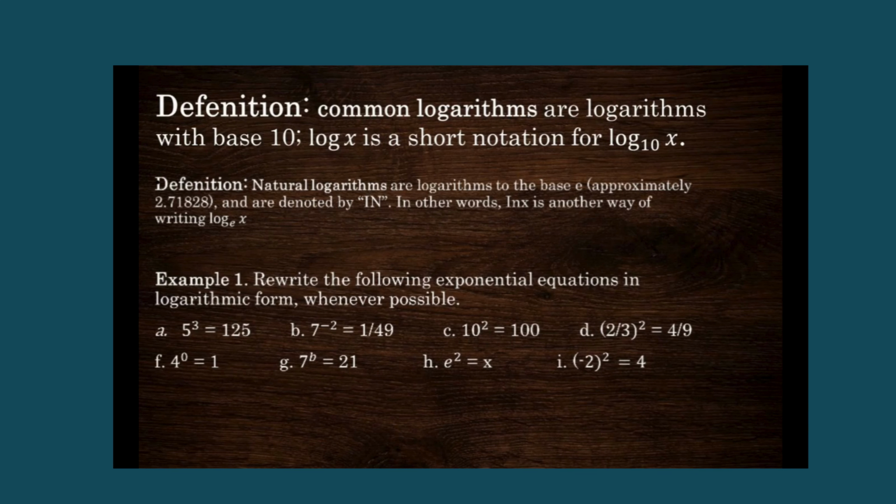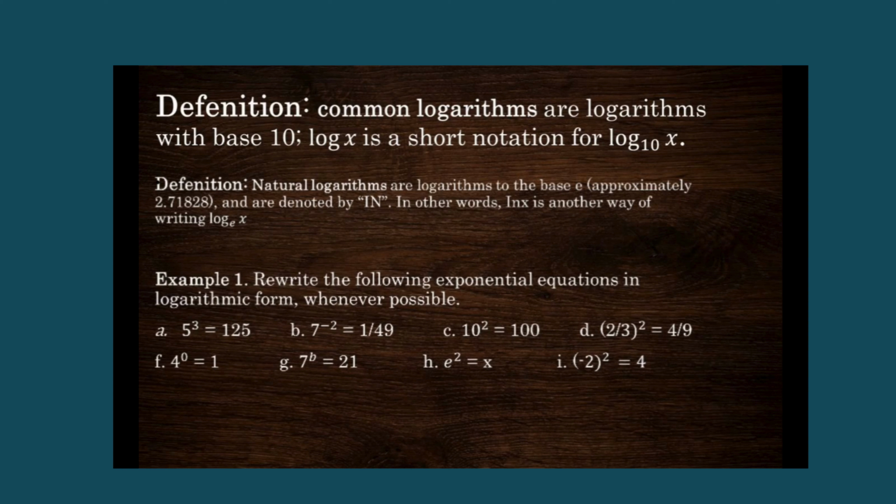So we have the two types of logarithms. Common logarithms are logarithms with base 10. Log x is a short notation for log x base 10. So when we see this log x, it means the base is automatically 10. You just don't see it because it's a short notation for log x with base 10. For natural logarithms, when the base is e, we can write it as ln x.